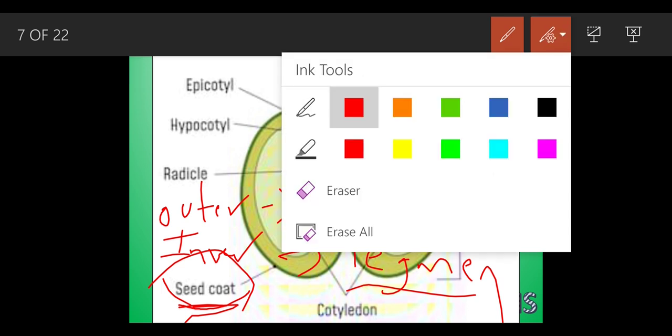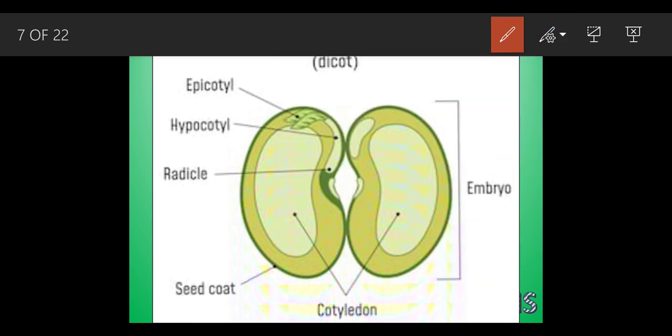Now, as we can see the outer structure here, see here also there is a structure. If you look at any rajma, we can see this whitish oval scar. Whitish oval scar means the color is whitish and oval in shape. This structure is called the hilum.